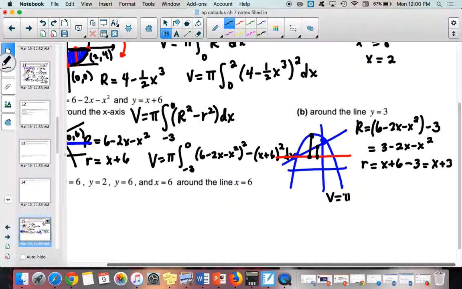Same setup. So -3 to 0, big R squared minus little r squared dx. Easy enough?